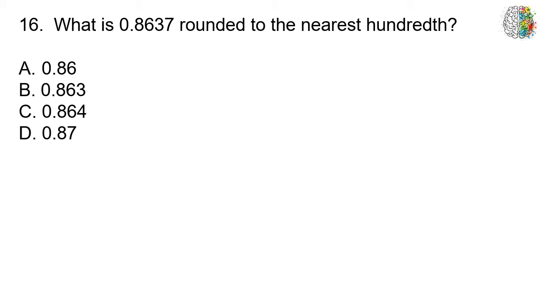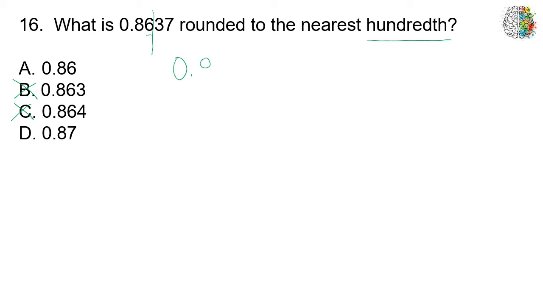Problem 16 is a rounding problem. So this one says, what is 0.8637 rounded to the nearest hundredth? So the first thing we need to identify is where are we rounding to? And this one says we're going to round to the nearest hundredth. Nearest hundredths is 2 digits after the decimal. So that's going to be this spot right here. So that tells me my answer is only going to have 2 digits after the decimal. So that automatically is going to get rid of answer B and C as an option.